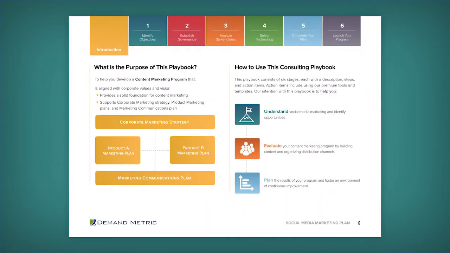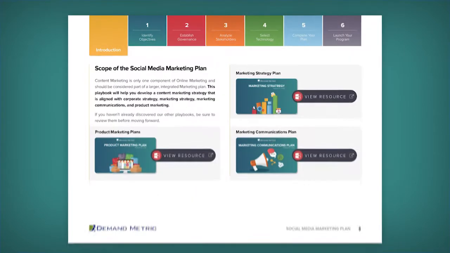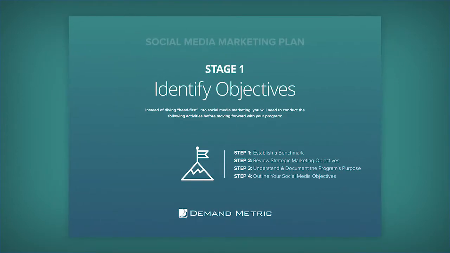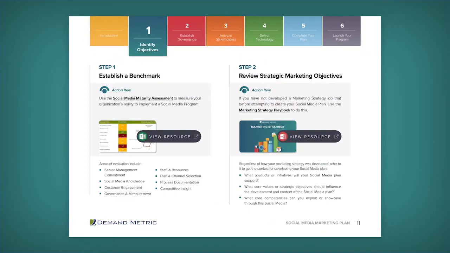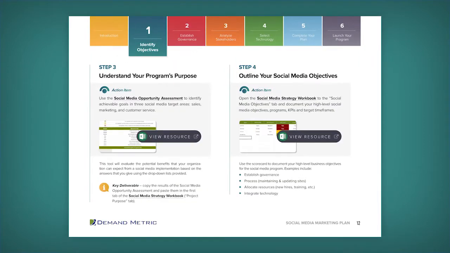Our playbooks are filled with links to our practical modern marketing tools, templates, and training, which are organized stage by stage, step by step. And all of that starts with our first stage, which is to identify objectives. And here, the first step is to establish a benchmark, followed by reviewing strategic marketing objectives, understanding your program's purpose, and outlining your social media objectives.